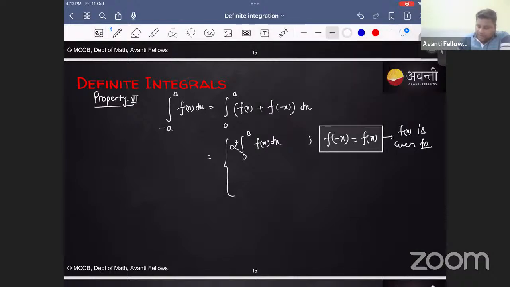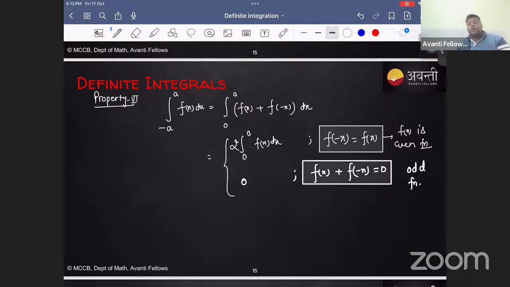Got it? Another is simply 0, when fx plus f of minus x is 0. This is the property for fx as an odd function. Now there are possibilities that fx is neither even nor odd. In that case, we won't apply this property.